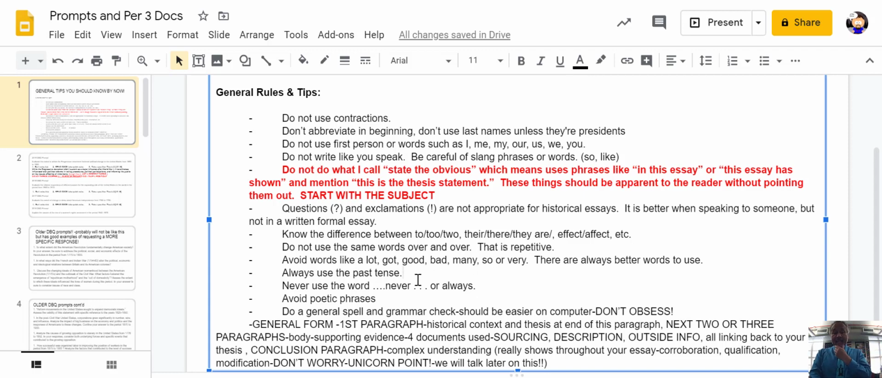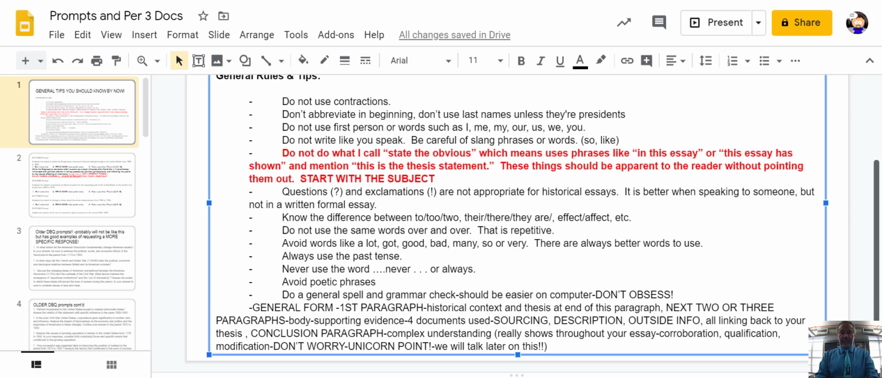Always use past tense. Never use a word like never, as in they never thought that Great Britain was going to really treat the colonists like, getting back to mercantilist trade ways. Always avoid poetic phrases. Do a general spelling and grammar check this year. That is going to be advantageous for you. I would expect the graders to expect that you should not have too many misspelled words, maybe some grammar errors. So I would not dwell and obsess over that.